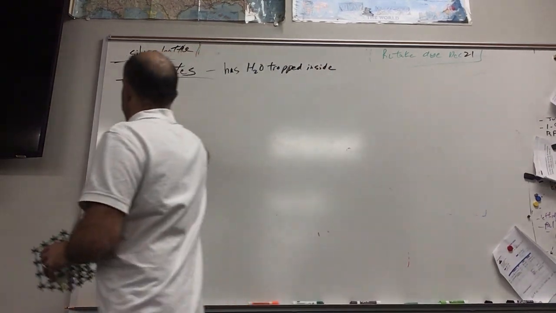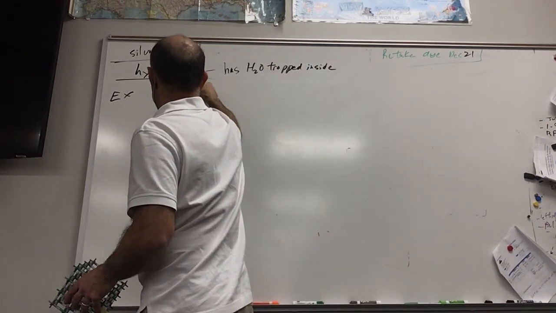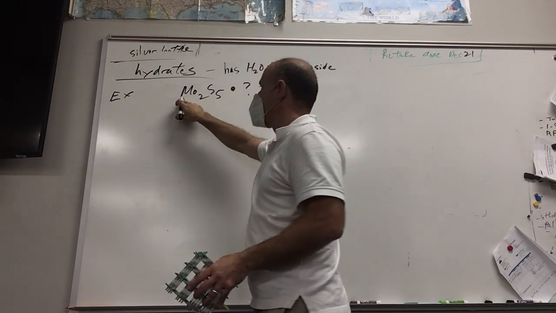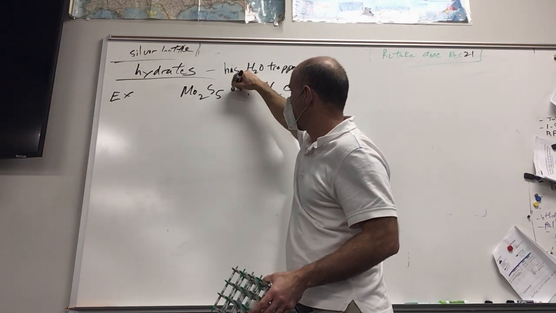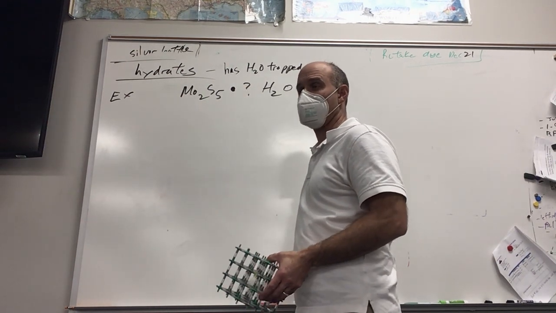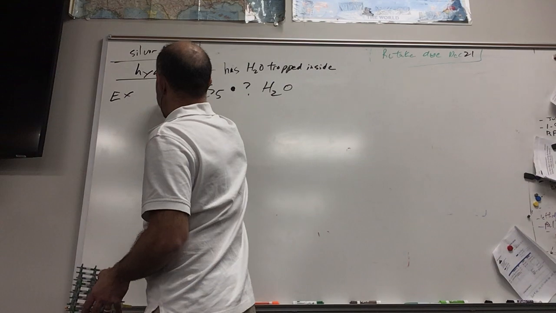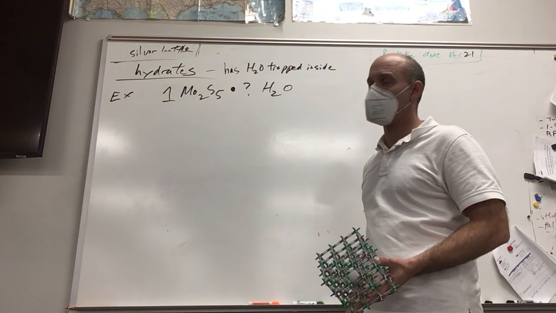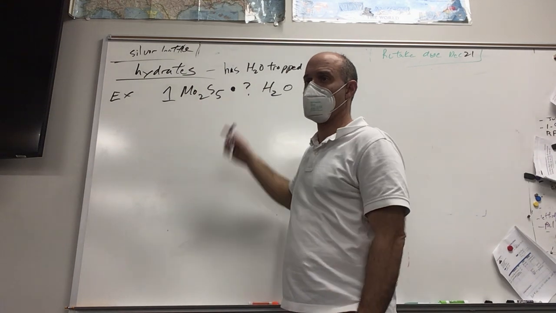So my example problem is I want to find what is the ratio of water in the compound molybdenum sulfide. The big dot means that you've got a hydrate. So molybdenum sulfide dot question mark H2O. So how much water is there? For every one of these, how many waters are trapped inside the crystal? So it's basically an empirical formula, except instead of elements, we're doing compounds.